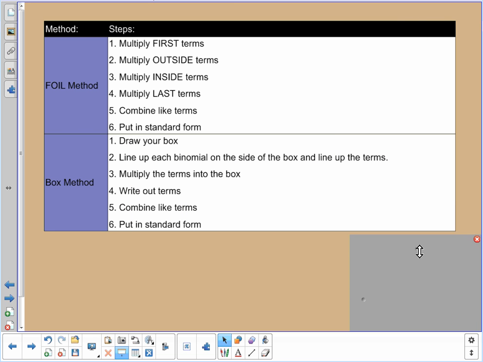So in the box method, we draw a box for our binomials. We line up each binomial, one on the side and one on the top. We multiply the terms into the box. We write them out, combine like ones, and put it in standard form. And again, I'm going to show you examples of both of these things. So go ahead and pause your video and write down all of these steps for these two different methods. And I'm going to let you decide which method you like better.